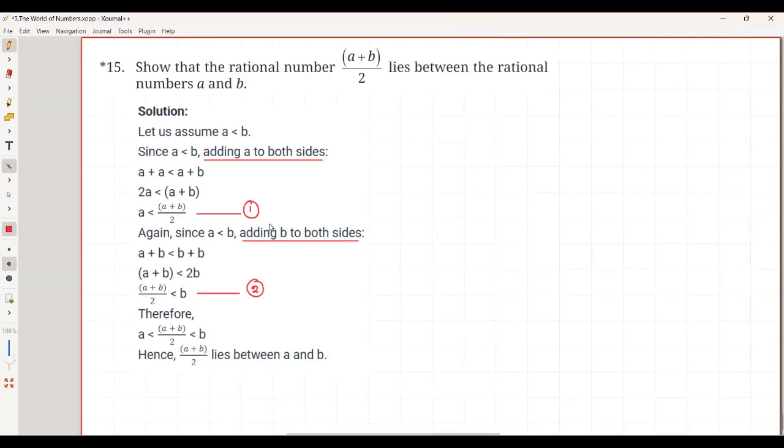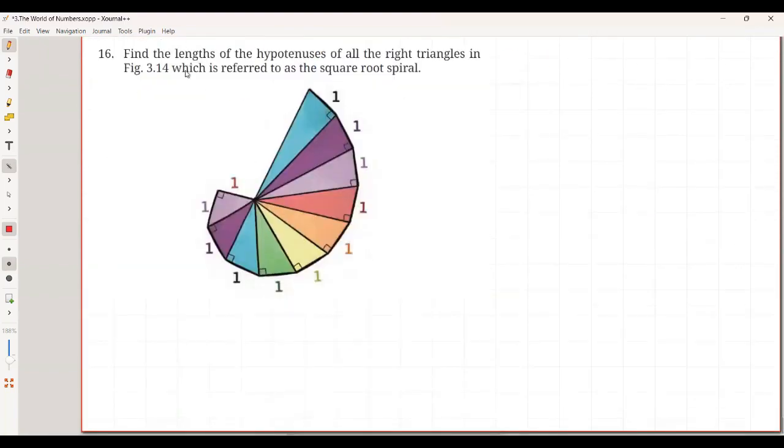Right. So now the last one. Find the length of the hypotenuse of all the four right triangles in figure 3.14, which is referred to as the square root spiral. We already learned how to draw the square root spiral for root 2, root 3. I have taught that. They are asking what is the length of the hypotenuse. I am just going to find out only one; for only one triangle I will find the value of the hypotenuse. The rest you can try.